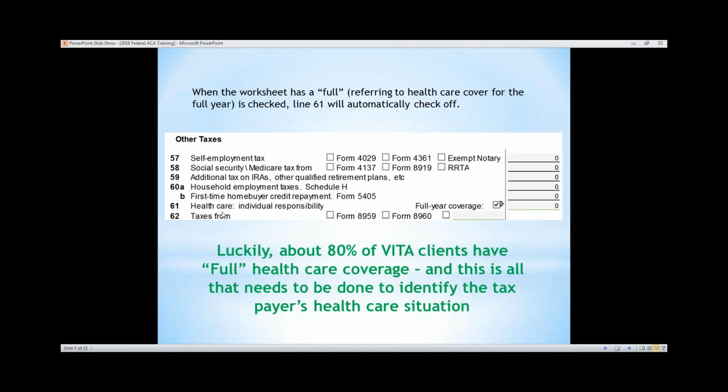It's going to show up here on line 61. If there is any sort of a cost with the healthcare plan for an individual that we're preparing the tax return for, it's going to show up on line 61 under other taxes.